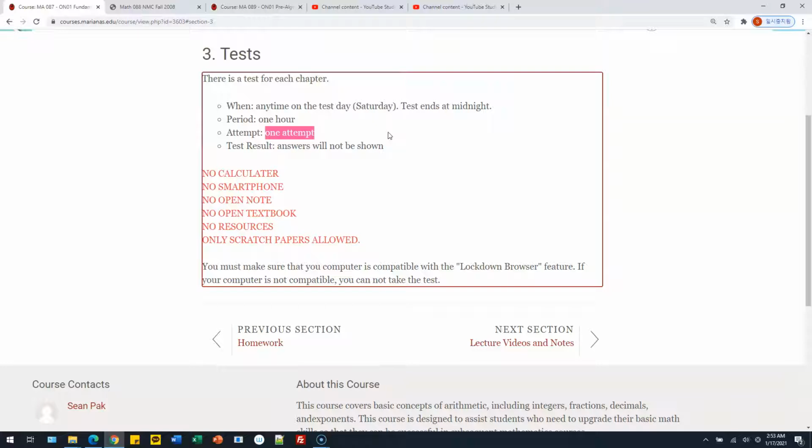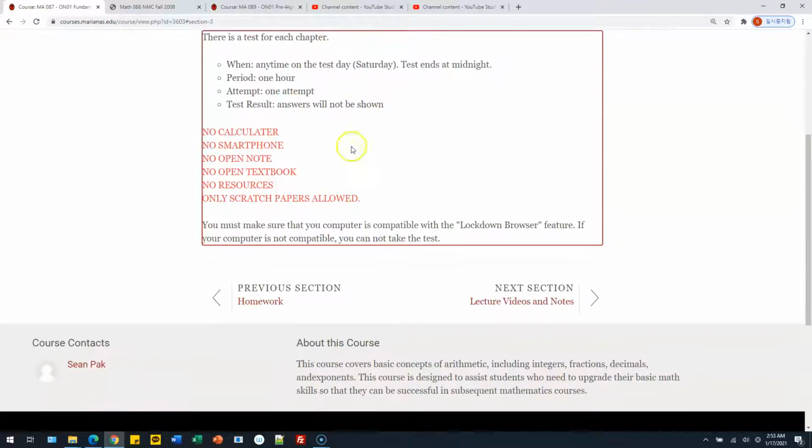You cannot retake it. So for the test, you cannot use calculator, you cannot use smartphone, no notes, no textbook, and no resources at all. Only scratch paper is allowed, so when you do your work.